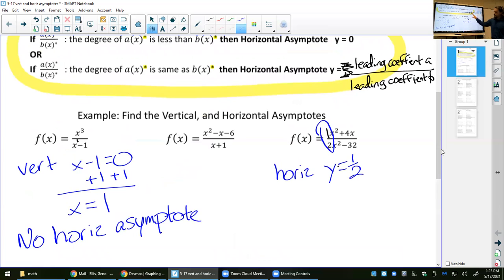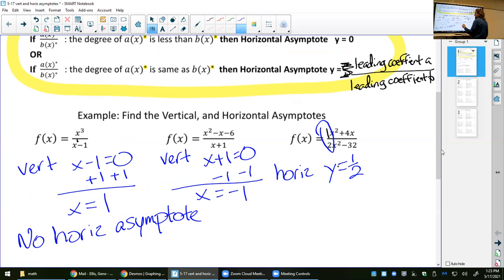All right. So our second example, same idea. So vertical: I take my denominator and I set it equal to 0, and then I solve for x. So minus 1, so we get x equals -1. So that's my vertical asymptote. Horizontal, really this is the same thing. We have x squared on top, x to the first on the bottom. So since my higher degree is on the top, it's going to be the same answer. So it's no horizontal asymptote for both of these cases.